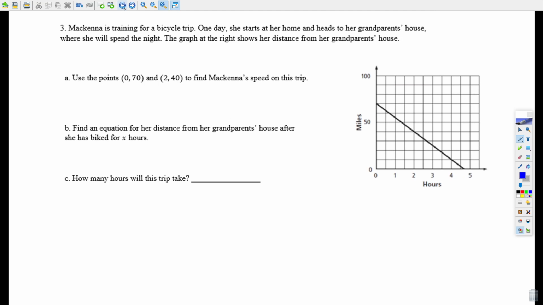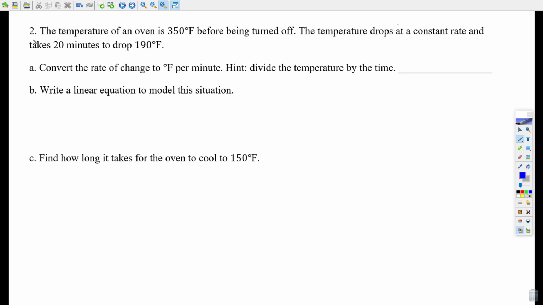And the last one I want to maybe cover is number 2 on the mastery, about the temperature of an oven. This first part can be kind of confusing. It says to convert the rate of change to degrees Fahrenheit per minute. So it's asking you to divide the temperature by the time. The last part says it takes 20 minutes to drop 190 degrees Fahrenheit. So you're going to take the degrees Fahrenheit and divide it by minutes. So 190 divided by 20 minutes.